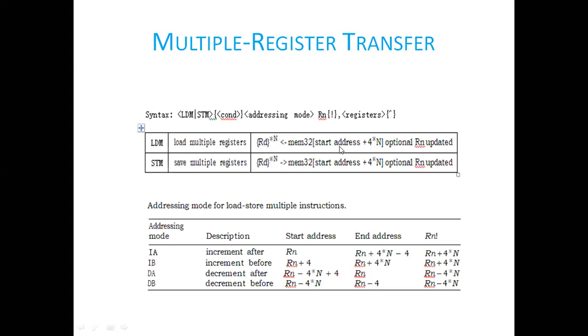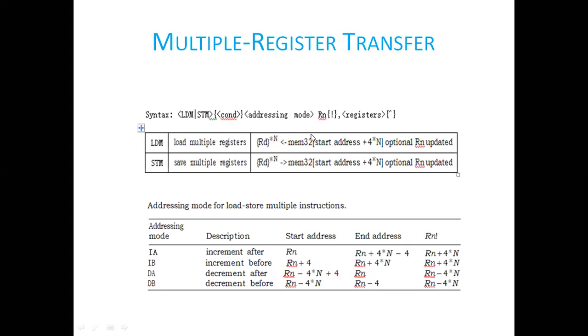A 32-bit value will be moved to a register. And similarly for STM, it is nothing but store multiple registers. The contents of multiple registers will be moved to memory locations. That is all. The RN may be updated optionally.